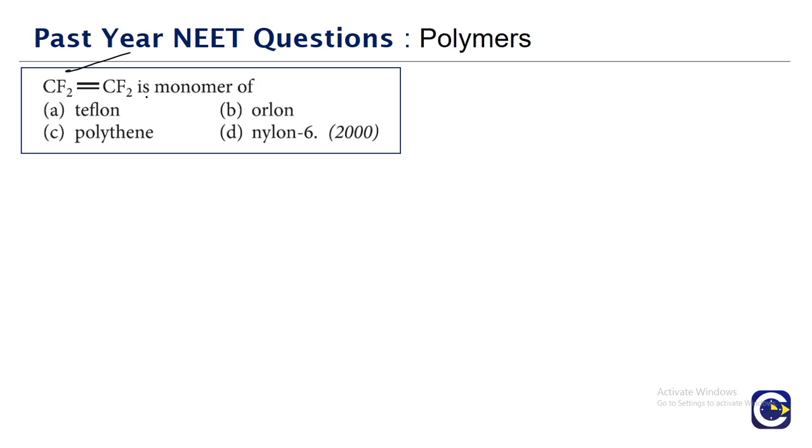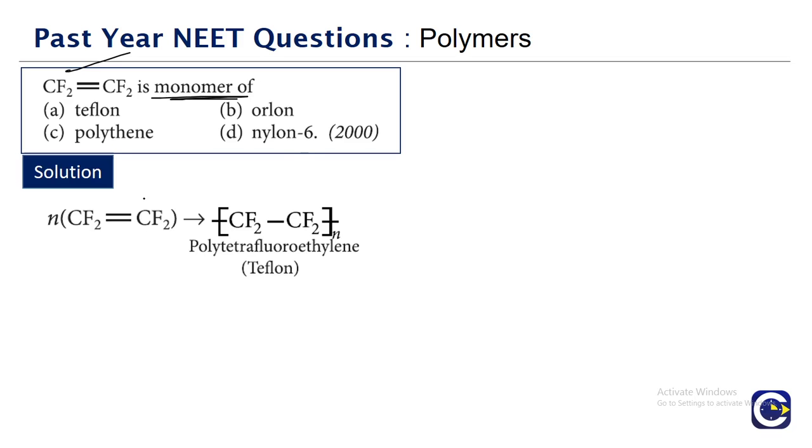Next we have a monomer given, and we have to find out what the polymer is. CF2 double bond CF2 is a monomer of what? CF2 double bond CF2, it's a monomer. When it undergoes polymerization, we will get a homopolymer. So what is this homopolymer?